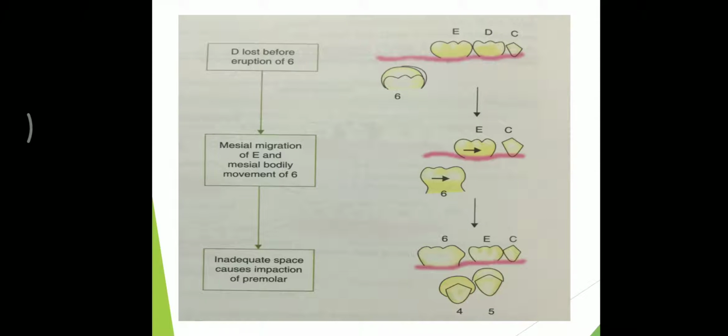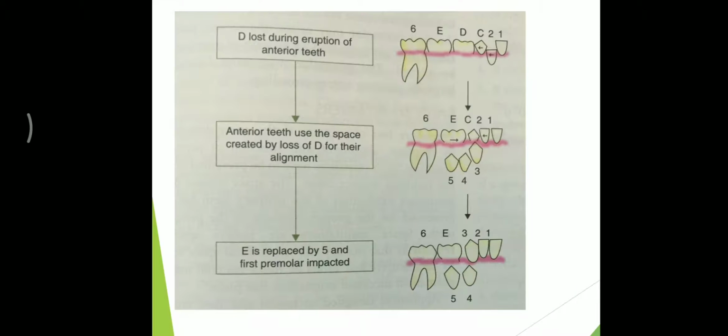In this picture, D is lost before the eruption of the 6, and there is mesial migration of E and mesial bodily movement of the 6. So there is inadequate space, causing impaction of the premolar. And here, D is lost during eruption of the anterior teeth. The anterior teeth then use the space created by the loss of D for their alignment. As a result, E is replaced by 5 and the first premolar is impacted in this case.